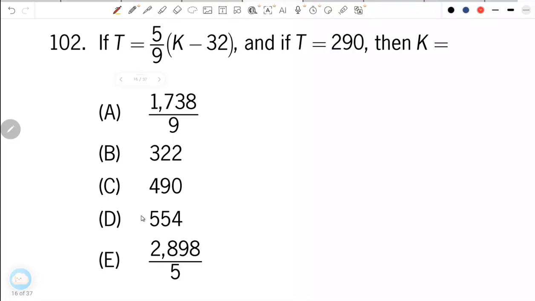Okay. 102. I like this kind of questions because they are short and sweet. Wait, do they expect us to use a calculator?